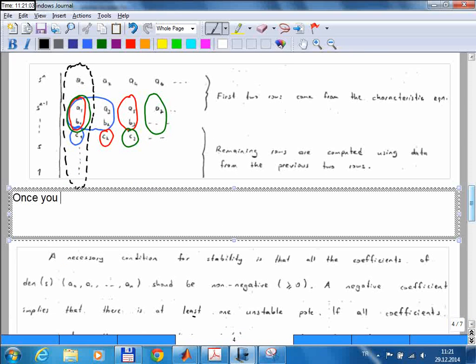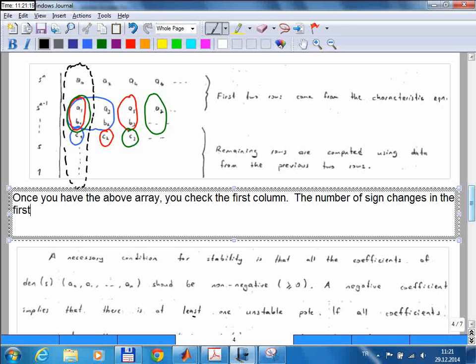And once you have the above array, you check the first column. The number of sign changes in the first column gives you the number of unstable poles in the system.